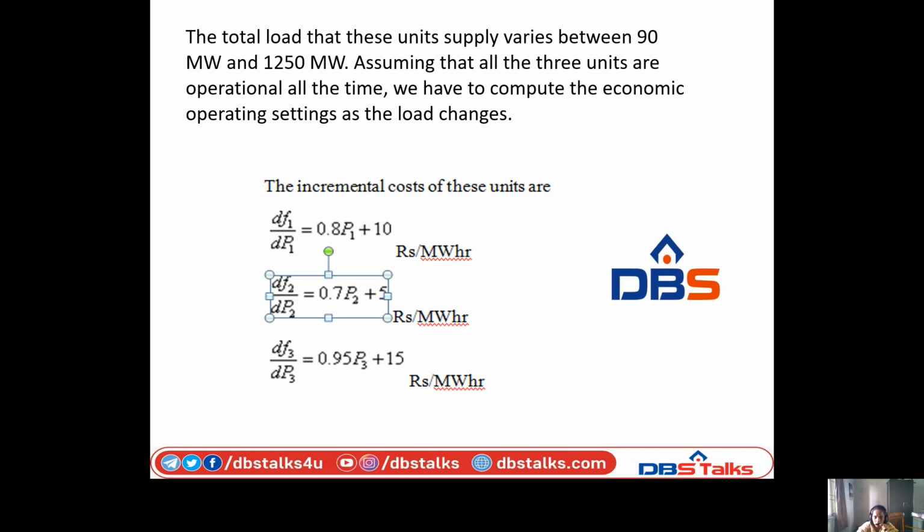Then assuming that all three units are operational all the time, we can compute the economic operating setting as the load changes. The incremental costs of the units are: dF1 by dP1 equal to 0.8 P1 plus 10 rupees per megawatt hour, dF2 by dP2 equal to 0.7 P2 plus 5. Here the fuel cost is differentiated to get the incremental cost. Then dF3 by dP3 equal to 0.95 P3 plus 15 rupees per megawatt hour. These are the incremental costs of these units.